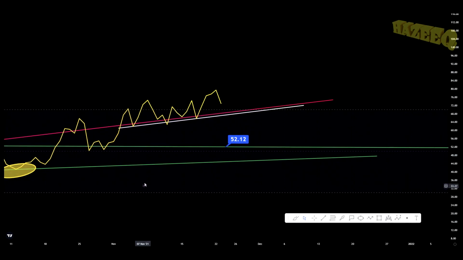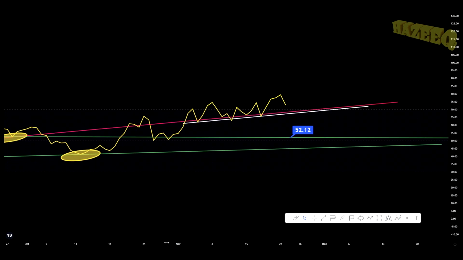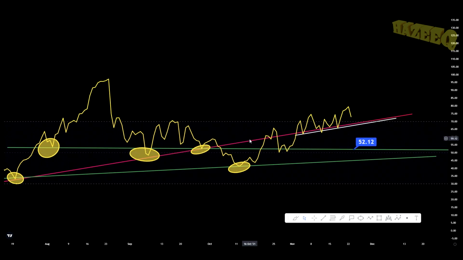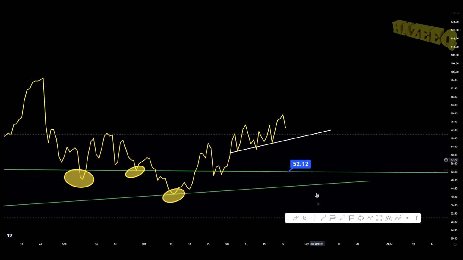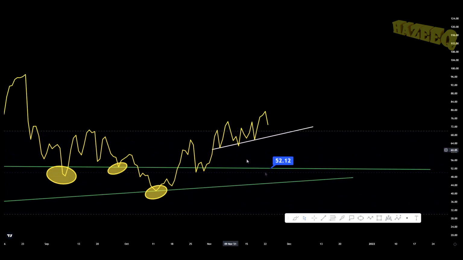All right, now here on the daily chart, you can see that we're bouncing off this white trend line. So I'm going to remove this pink trend line because we don't need it anymore, at least for now. And you can see that we're holding this white trend line as support very nicely. We had a little fake out over here, but we recovered pretty fast.